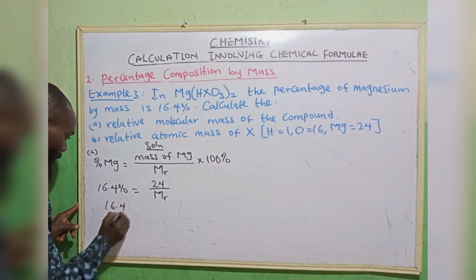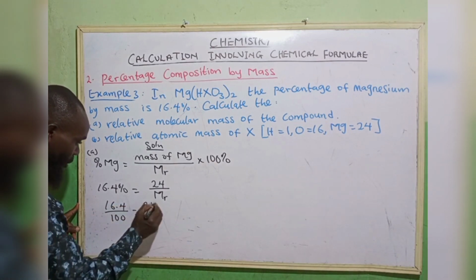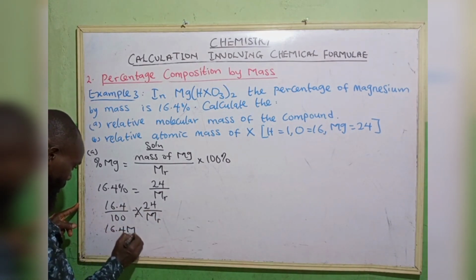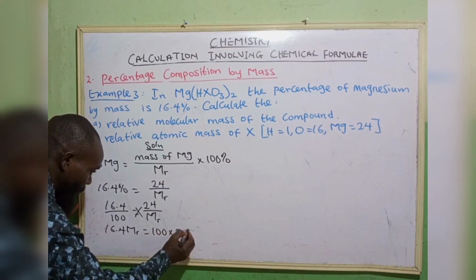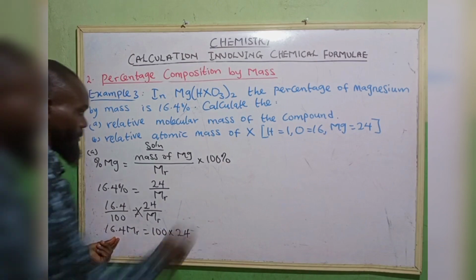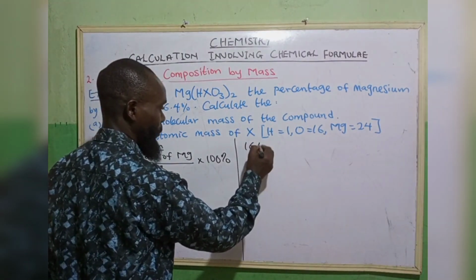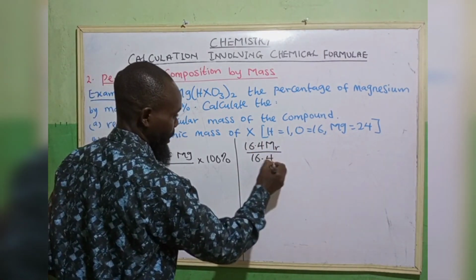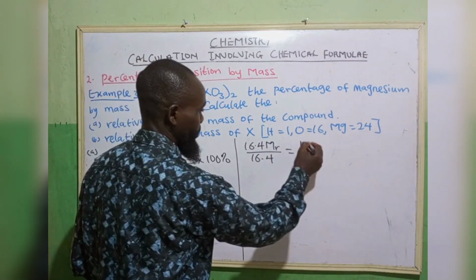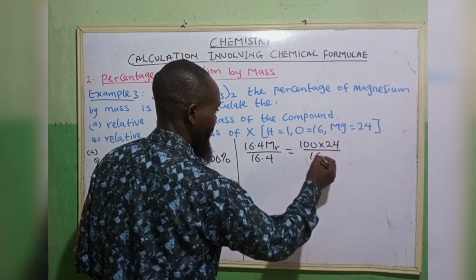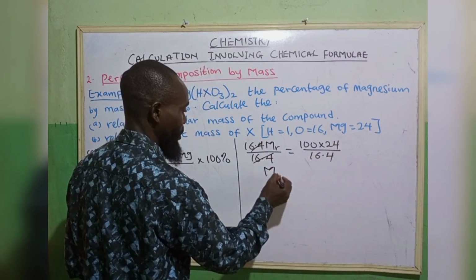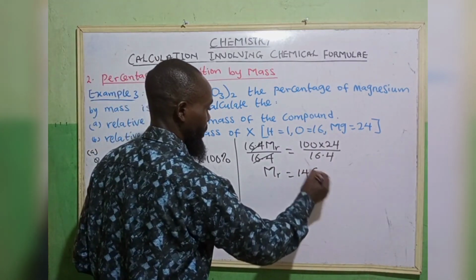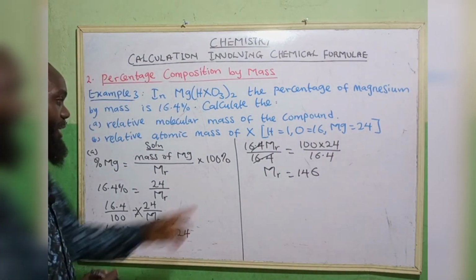This will now be 16.4 divided by 100 equals 24 divided by Mr. Cross multiply. I'm going to have 16.4 Mr equals 100 multiplied by 24. So you divide both sides by 16.4. So we have 16.4 Mr divided by 16.4 equals 100 multiplied by 24 divided by 16.4. This cancels this. My Mr equals 100 multiplied by 24 divided by 16.4, which is 146. So the relative molecular mass of the compound is 146.